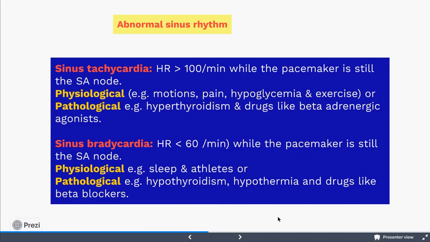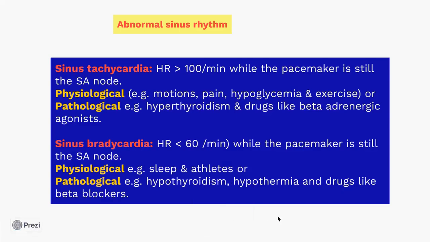I'll say it again. Normal heart rate is 60 to 100. Anything above 100 is tachycardia. Anything below 60 is bradycardia.